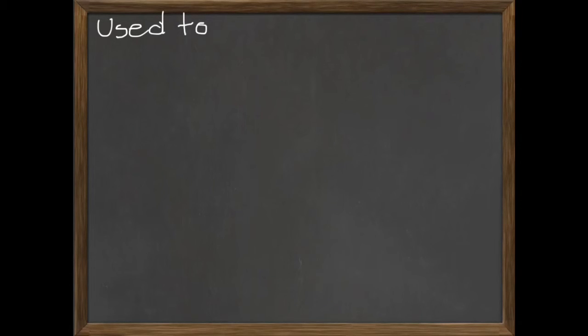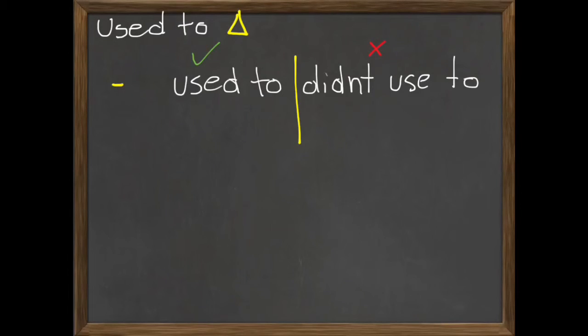Now let's look at the verb used to. The positive form of the verb used to. Well, we use used to to talk about something that happened regularly in the past, but no longer happens. The positive form will be used to, and the negative form would be didn't use to. The question form of this verb would use the auxiliary verb do, did, and a space for the subject, used to, and the rest of the sentence or question.